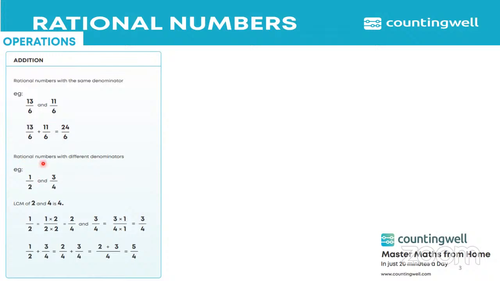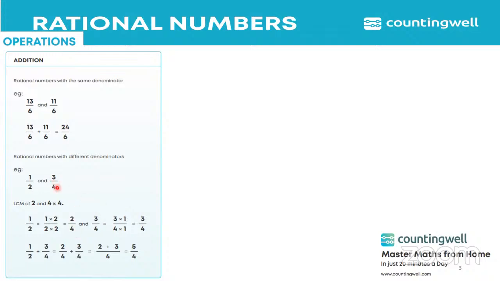Let us see how to add rational numbers with different denominators. For example, if you want to add 1 by 2 and 3 by 4, here note that they have different denominators, that is 2 and 4. In this case, we find the LCM of the denominators, which are 2 and 4. So LCM of 2 and 4 is 4. For the first rational number 1 by 2, to make the denominator 4, we multiply it by 2 and same we do to the numerator. So we have 1 into 2 upon 2 into 2, which is equal to 2 by 4.